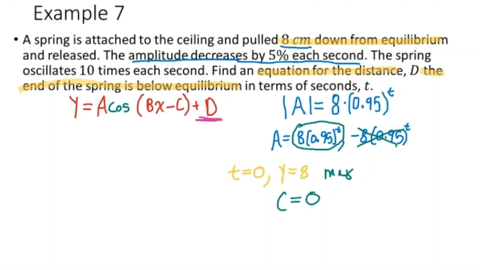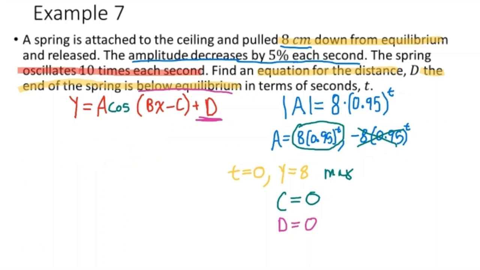Now, as for d in our model, we're measuring the distance from equilibrium. More specifically, how far below equilibrium we are. So if I'm at equilibrium, which is where the midline is, that means my distance would be 0, which means d would have to be 0. So now we have a, our choice of trig function, c and d. All that's left is b.